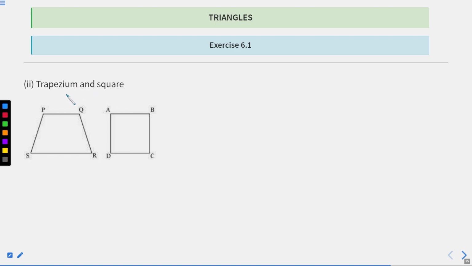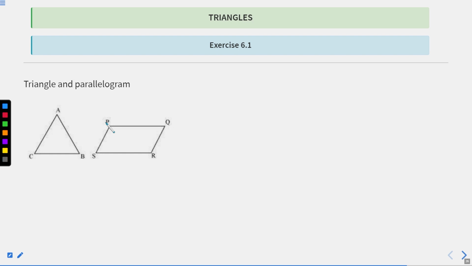If we take a trapezium and a square, this is our trapezium and this is our square. For these two figures, the corresponding angles are not equal. So these are not similar figures. And you can take a triangle and a parallelogram. This is our triangle and this is our parallelogram. Their corresponding angles are not the same, and also their corresponding sides are not in the same ratio. So they are not similar.